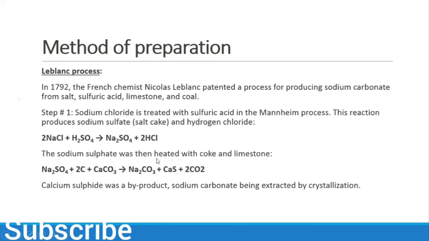The sodium sulfate was then heated with coke and limestone. What is coke? Coke is a form of an element which is rich in carbon. So we will represent coke as 2C, and then we will treat it with limestone. So we have sodium sulfate with coke plus limestone. We have Na2CO3 plus CaS and 2CO2. Calcium sulfide was a byproduct. This is calcium sulfide and sodium carbonate being extracted by crystallization. So we can isolate sodium carbonate through crystallization. So these are two processes of preparation of sodium carbonate.